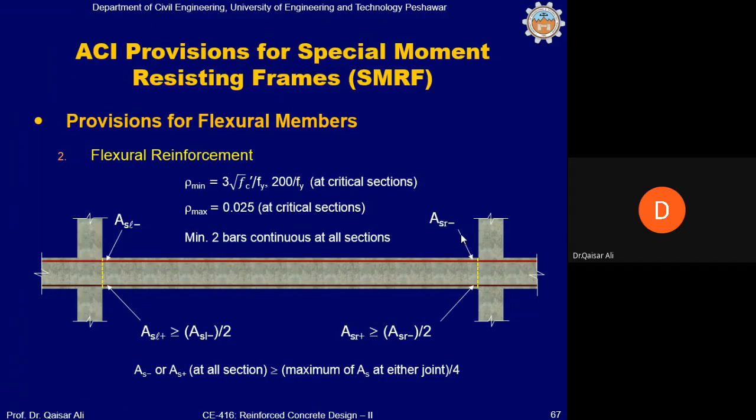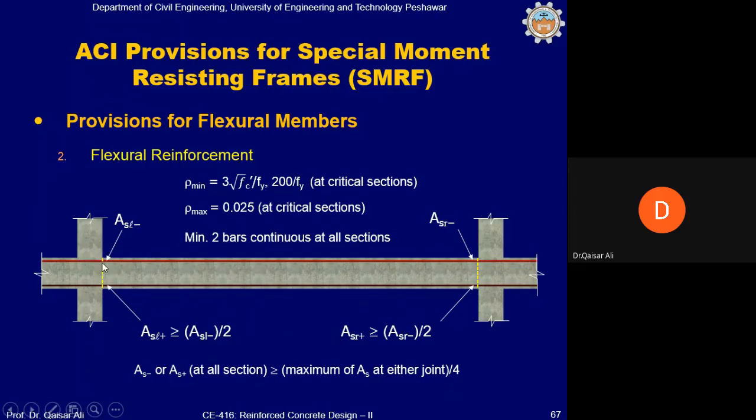Next provision is that everywhere at all sections, this was only at the ends of the beams, anywhere in the beam, top, bottom, mid-span, ends, everywhere, the minimum number of bars or minimum reinforcement shall be at least 25% of the maximum reinforcement at the joint. So the maximum reinforcement will be at the top side of the beam, at the ends of the beam, which is negative reinforcement. This negative reinforcement will usually be the maximum reinforcement in the beam. Everywhere in the beam at any location, top, bottom, mid-span, end, the reinforcement shall be 25% of this.